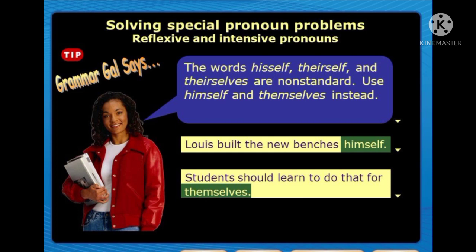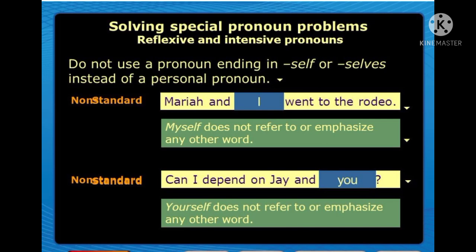Example: Luis built the new benches himself. Students should learn to do that for themselves. Do not use a pronoun ending in self or selves instead of a personal pronoun. Example of non-standard: Maria and myself went to the rodeo. Myself does not refer to or emphasize any other word. Non-standard: I depend on Jay and yourself. Yourself does not refer to or emphasize any other word.